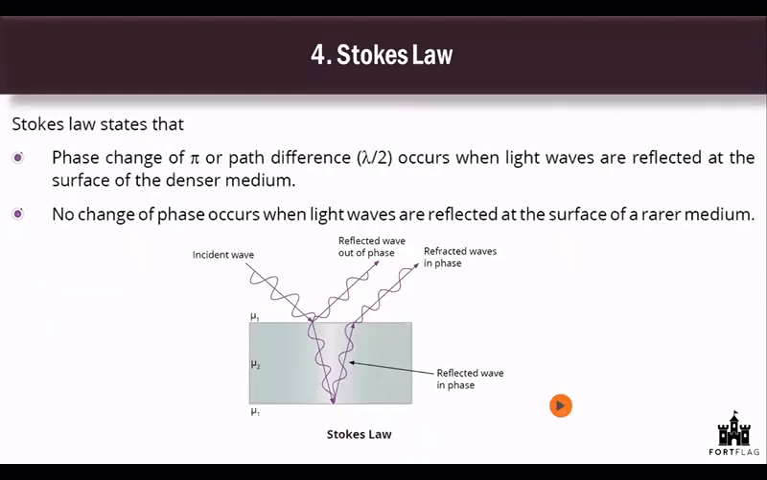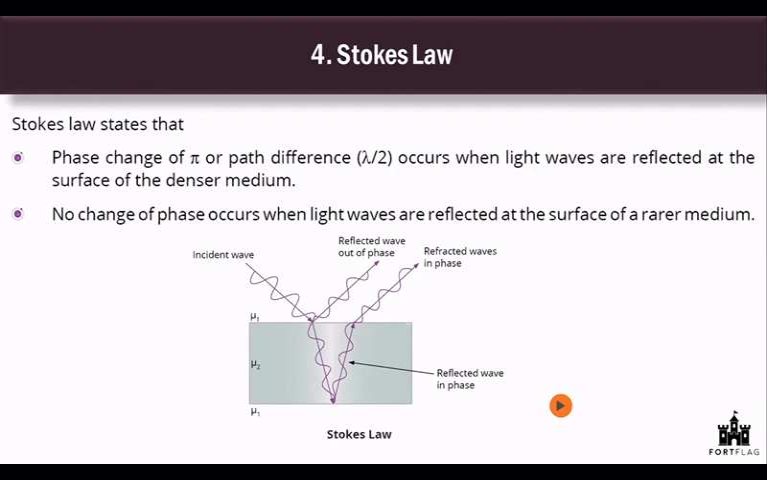Okay. Again, then we had discussed Stokes' law. So, can somebody tell me about Stokes' law? When a wave travels from rarer to denser, there is a phase change of pi. Very good. So whenever light rays are traveling from a rarer medium and strike the denser medium, the reflected light will be out of phase.